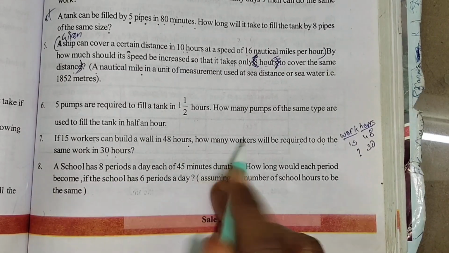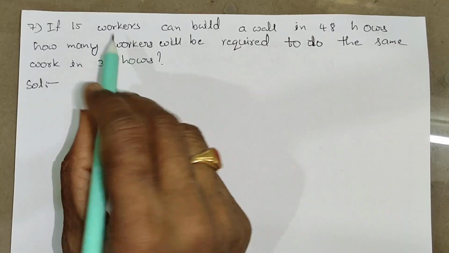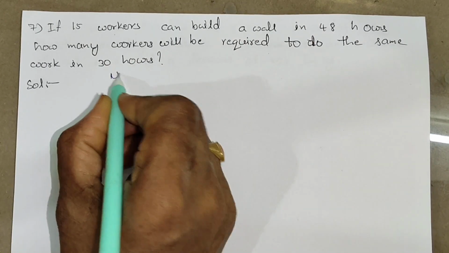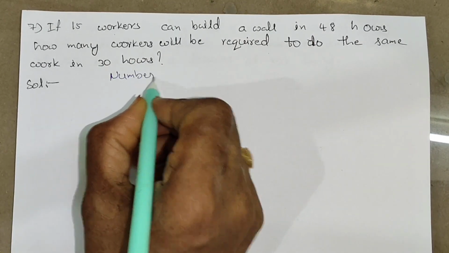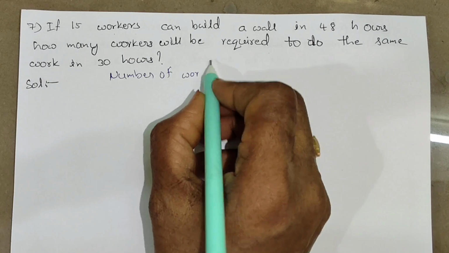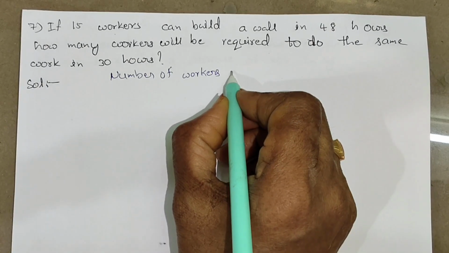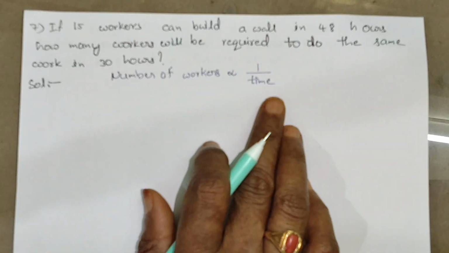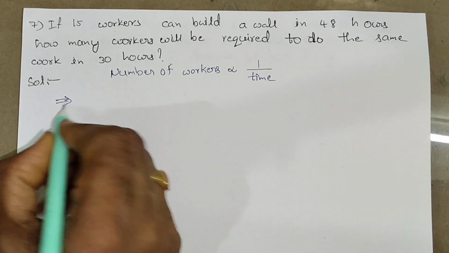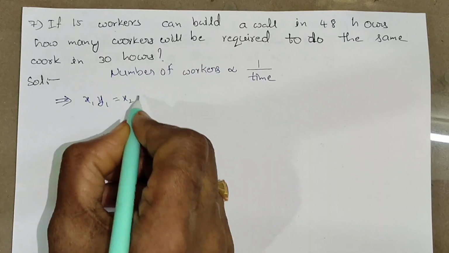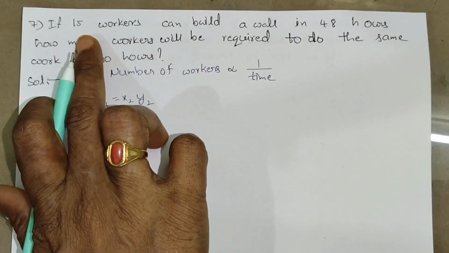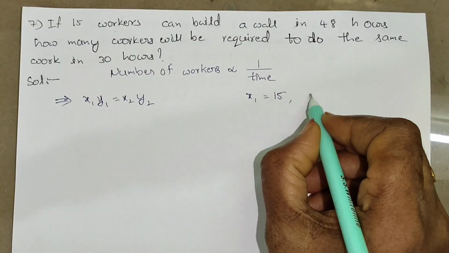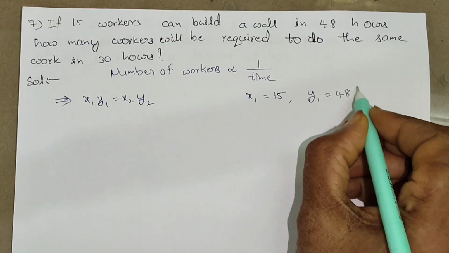Now here we find the required workers. Here workers and time are inversely proportional. So the number of workers is inversely proportional to time. So the inversely proportional ratio is x1 y1 equal to x2 y2. This is the ratio. Here 15 workers take 48 hours. Here x1 equal to 15 workers. Here y1 equal to 48 hours.